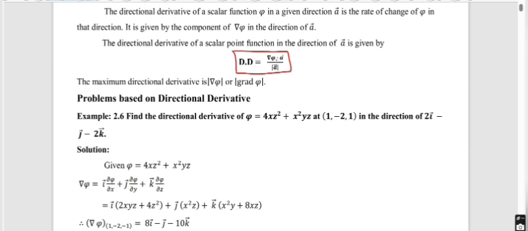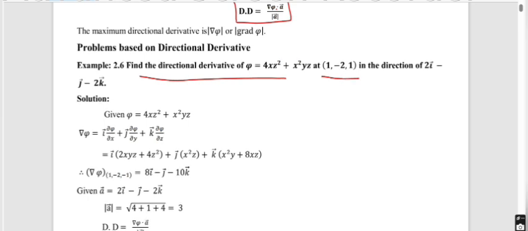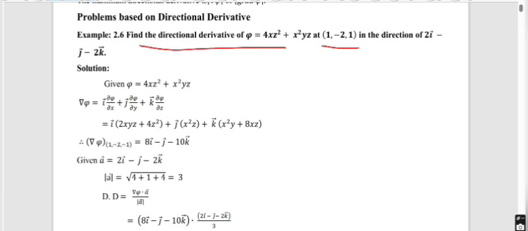Here, the first problem is to find the directional derivative of phi equal to 4xz² plus x²yz at the point (1, -2, 1) in the direction of 2i vector minus j vector plus 2k vector. We know that the directional derivative equals del phi dot a vector divided by the magnitude of a vector. So we first find del phi.